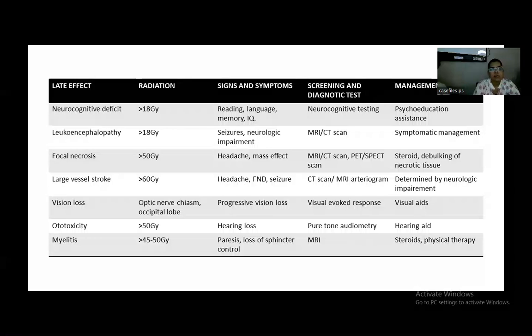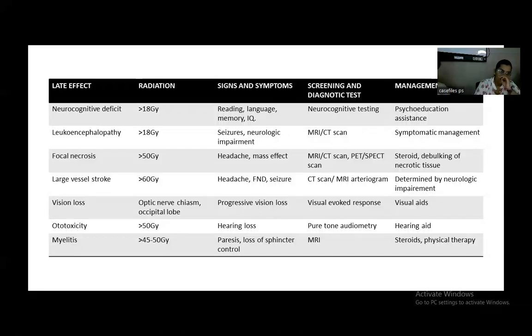Now we can see the first late effect is neurocognitive deficit, which can present as difficulty in reading, language, memory, and IQ. We can screen that by neurocognitive testing, and it can be managed by psychoeducational assistance. Next can be vision loss, which can present as progressive vision loss, which we can check by visual evoked response, and that can be helped by visual aids.